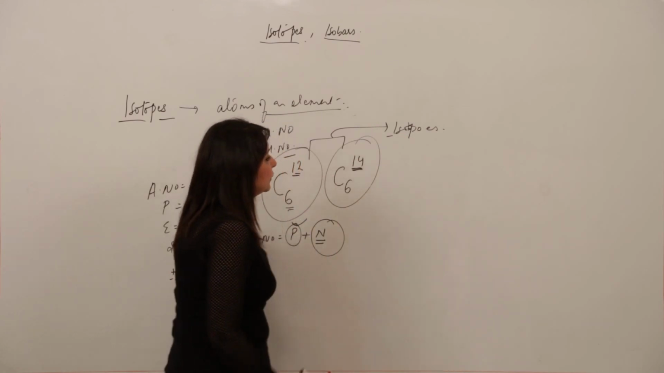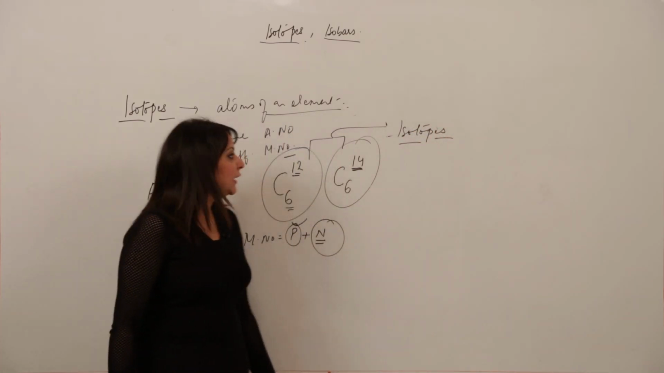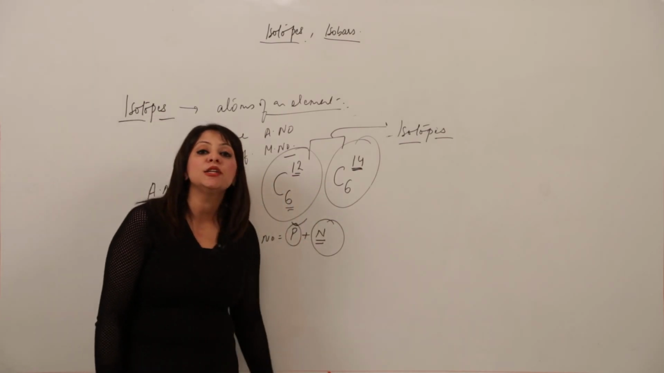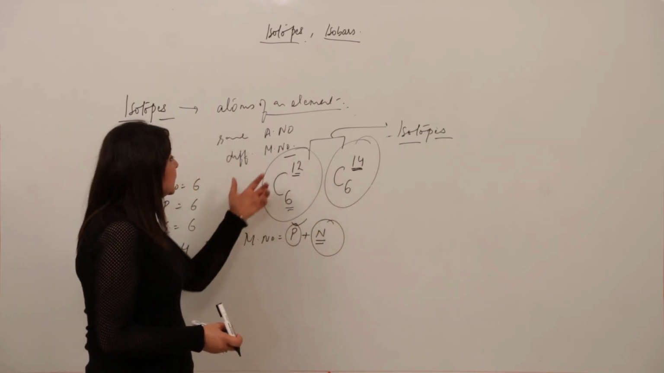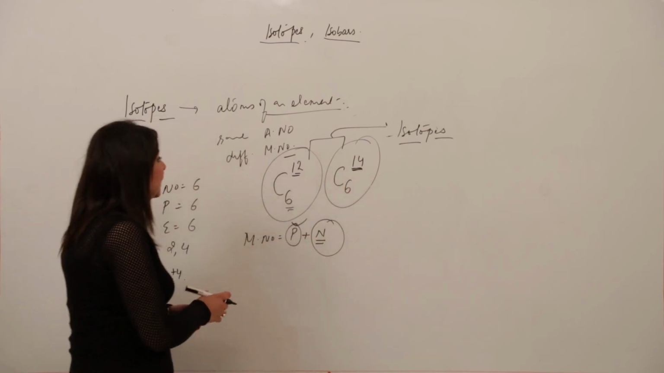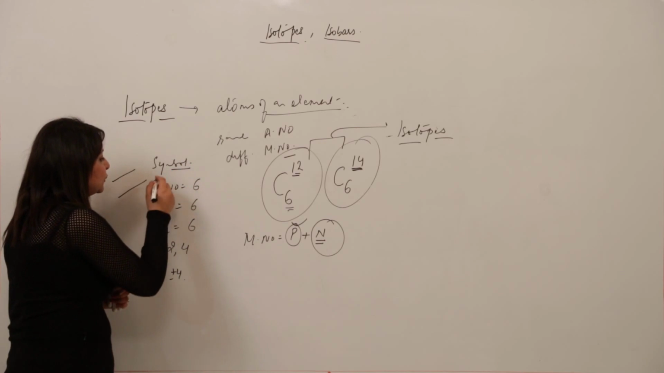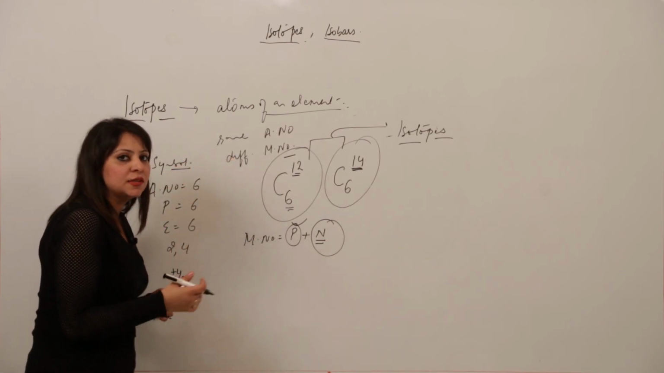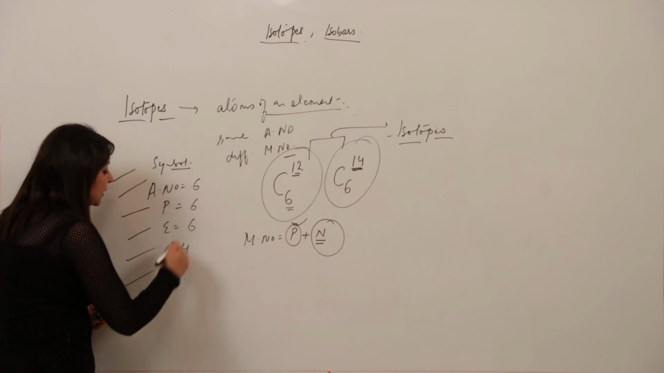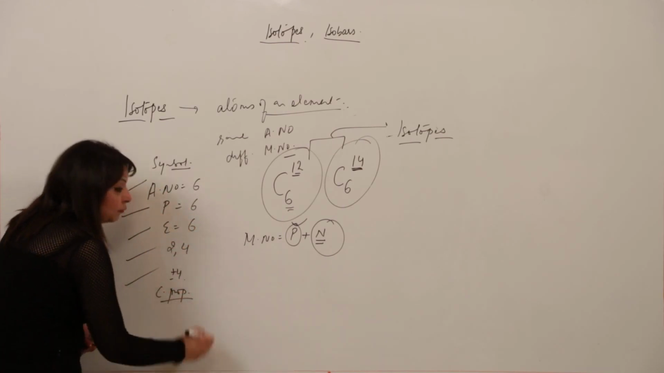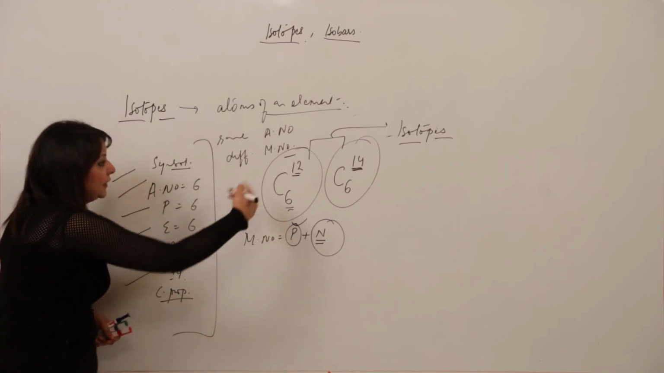I think I've written a wrong spelling. See, it is isotopes, I-S-O-T-O-P-E-S. So the relation between these atoms is that they are isotopes. Isotopes means the atoms of the same element. They are the atoms of the carbon element, which have the same atomic number but different mass number. They have the same symbol, because the atomic number corresponds to the symbol. So if the atomic number is the same, the symbol is also the same. They have the same atomic number, same number of protons, same electrons, same configuration, same valency, and even all the chemical properties will be the same, because chemical properties are determined by the valency, as I told you in the previous lecture. So these are all similarities which they will exhibit.